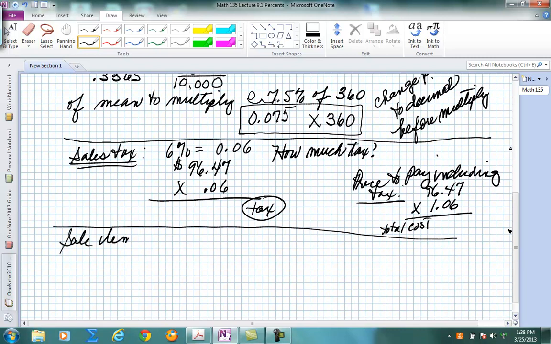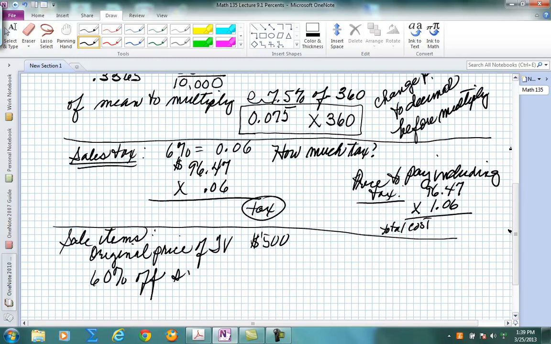So let's say you have your eye on a TV at Walmart and the original price of the TV is $500. But they have it at a 60% off sale. Now there's two questions that you might be asked. One would be, how much are you going to get off? How much are you going to save? And if that's the case, then you multiply the price of the TV by the sales rate. And this would give you how much you're going to save.